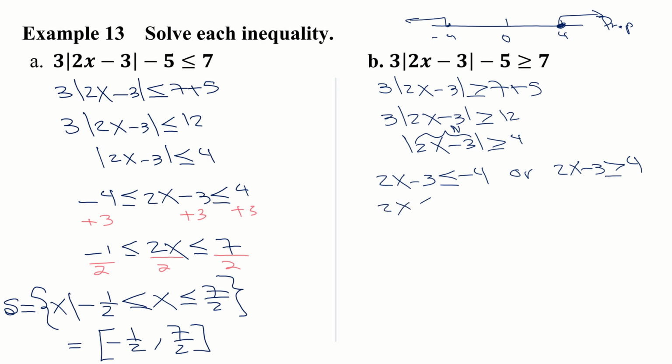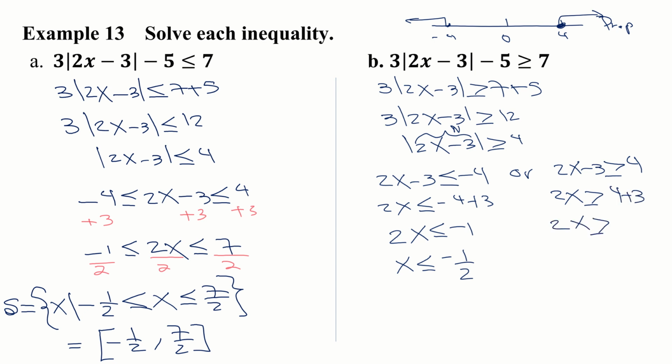So 2x is less than or equal to -4 plus 3. 2x is less than or equal to -1. Divide both sides by 2. So x is less than or equal to -1/2. On this other one, 2x is greater than or equal to 4 plus 3. So 2x is greater than or equal to 7. So x is greater than or equal to 7/2.